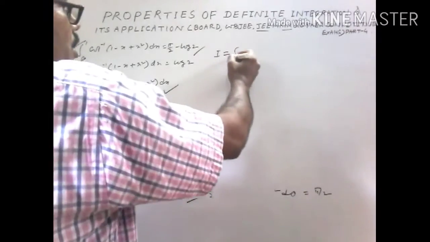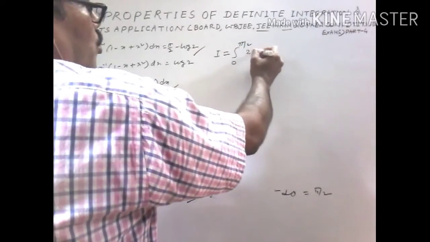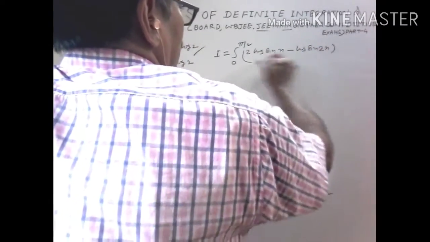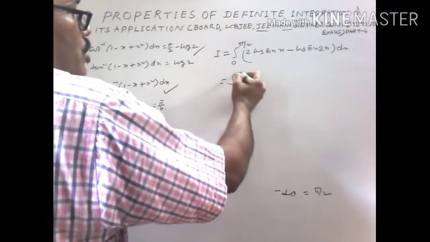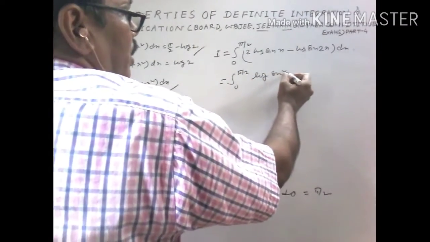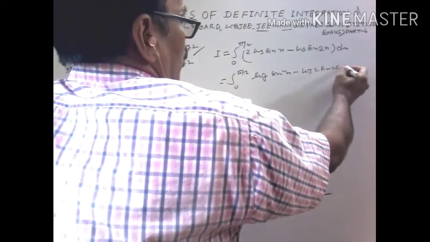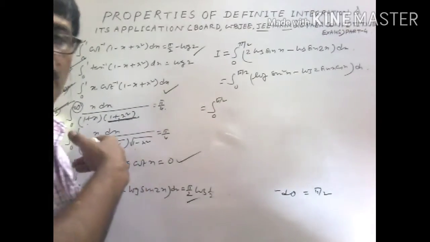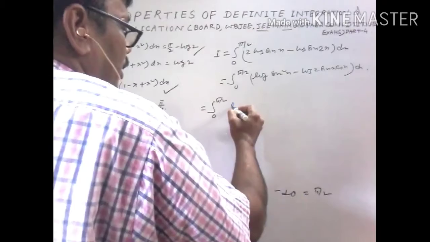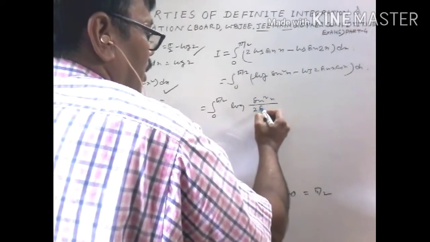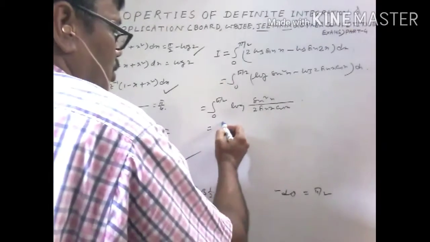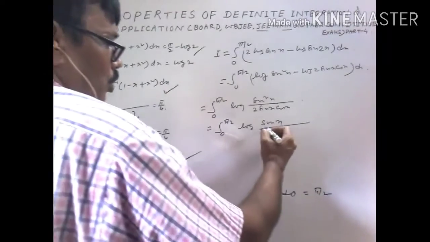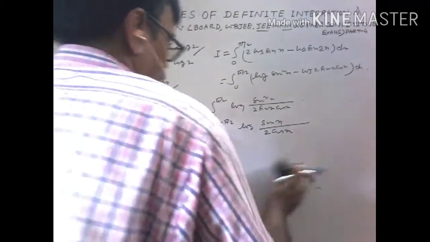So I equals, consider it, integral 0 to pi by 2 of 2 log sin x minus log sin 2x dx. So if we simplify it, integral 0 to pi by 2 of log sin square x minus log 2 sin x cos x dx. Now log a by b, log sin square x by 2 sin x cos x. So integral 0 to pi by 2 log sin x by 2 cos x.